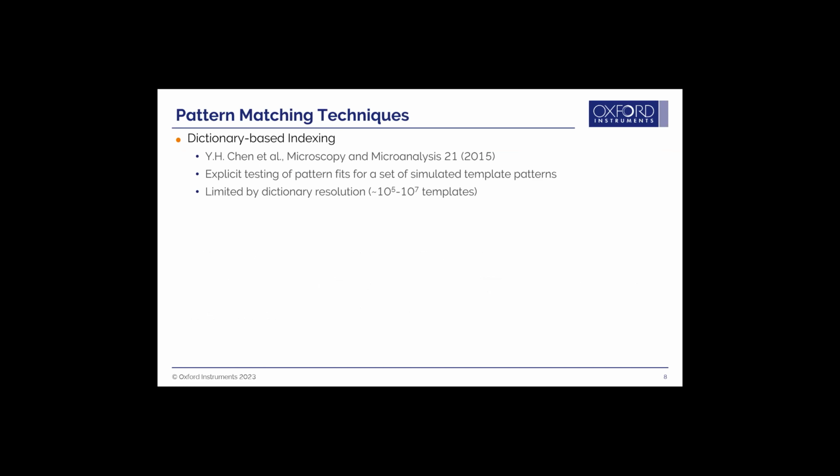One of the first pattern matching techniques that was introduced, and really most people will recognize Mark de Graaf's name on this, is dictionary-based indexing. The publication of those was probably from M&M in 2015, but they were basically building a library of all the potential patterns that you could get. Like it says, a dictionary of thousands and thousands of templates, even a million in this case.